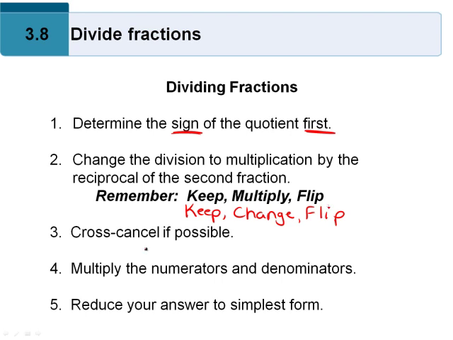Then once you've changed it to multiplication, you can cross cancel, because that's what we did in the previous section when we multiplied fractions. Then multiply what's left, the numerators and denominators, and always make sure your answer is in simplest form.